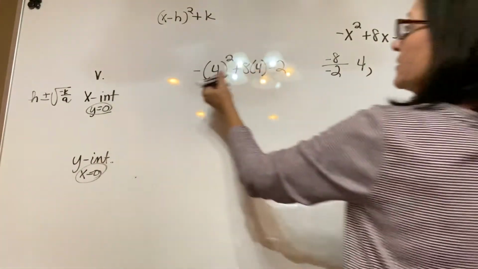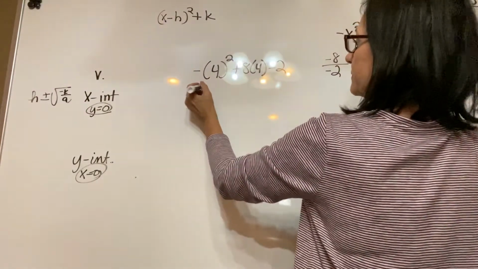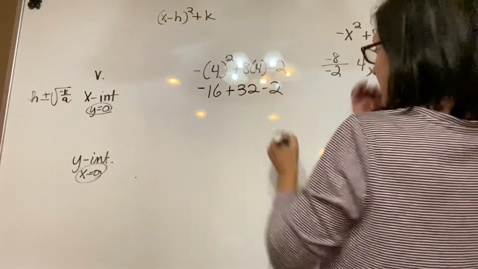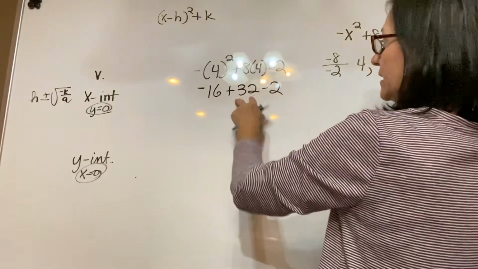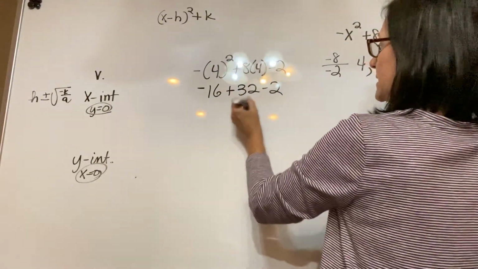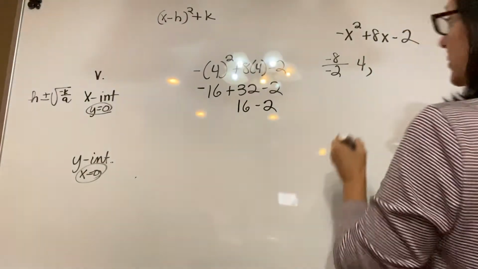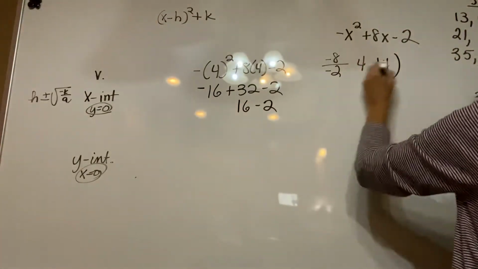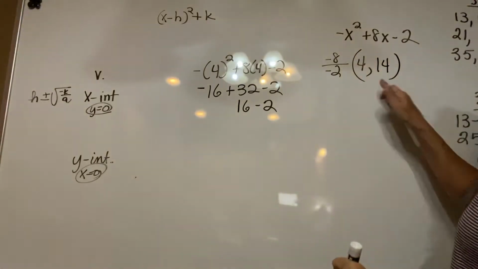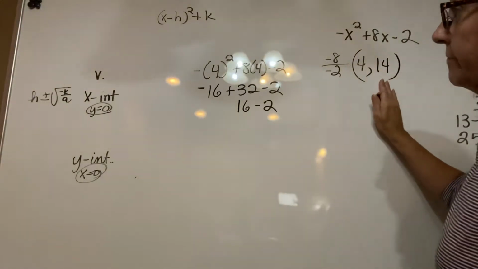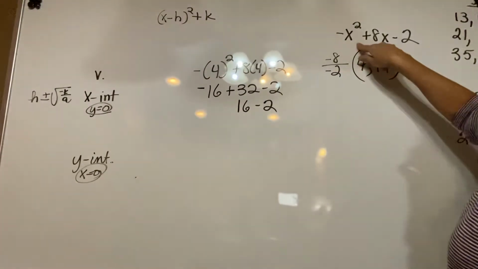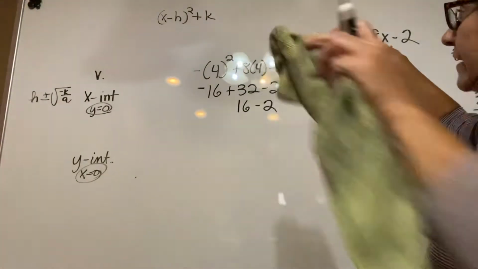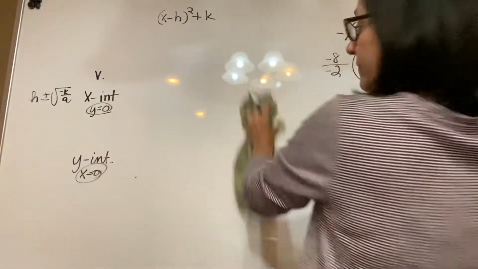All right, so that's -16 plus 32 minus 2. Well, -16 plus 32 is 16, minus 2, which is 14, right? 14. All right, so that is my vertex. My x-intercept is when I plug this in to the quadratic formula, all right?